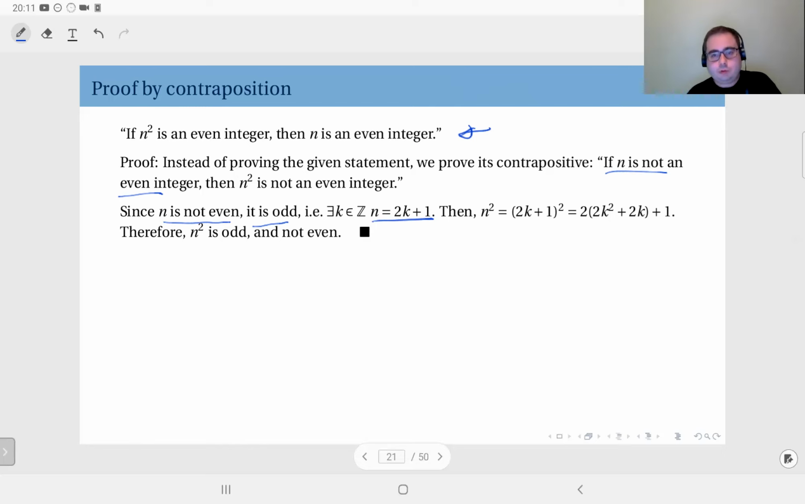Then take the square, because we have n squared here. Take the square of 2k plus 1. You have 4k squared plus 4k plus 1. So that is 2 times (2k squared plus 2k) plus 1. This is some integer. So 2 times an integer plus 1 is an odd number. That means n squared is an odd number and not even. So at this point, we have used direct proof to prove the contrapositive. That means the original statement has been proven too.